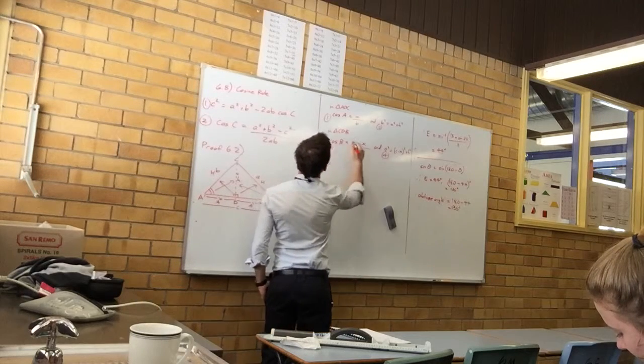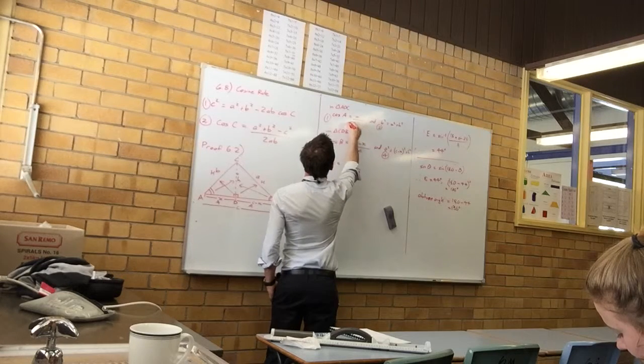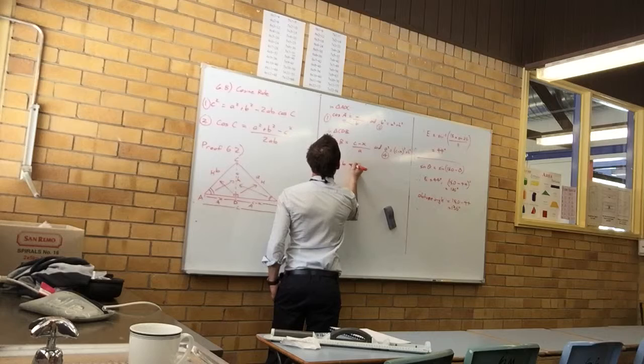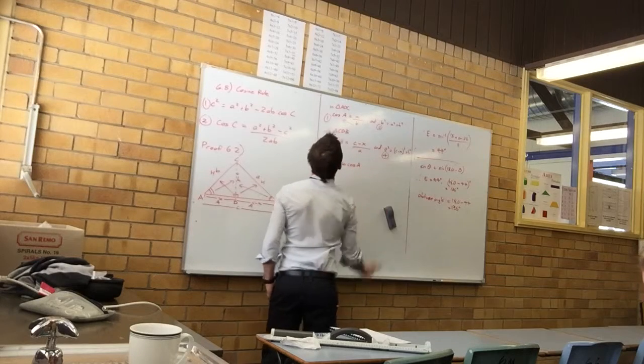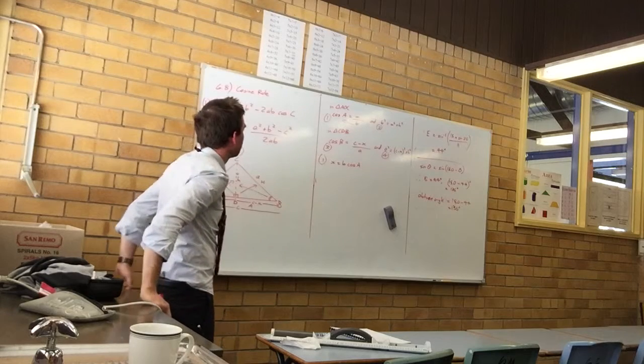Right, equation 1. So we have x, so we got b on the bottom, so I'm going to bring it up the top. So x equals b times cos of capital A.